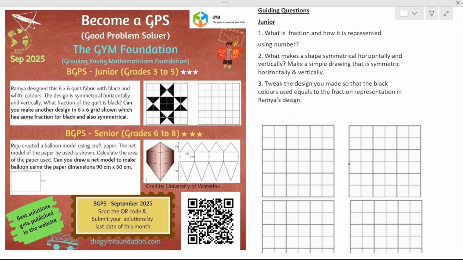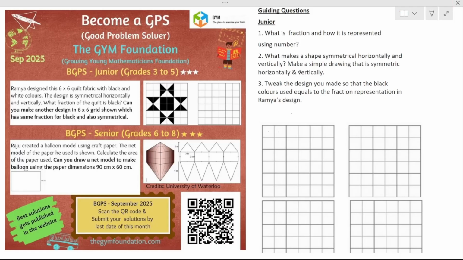This video is sharing the solution for the September 2025 math design problem for the junior grades from 3 to 5. Let's read the question quickly. Ramya designed the 6x6 quilt fabric with black and white colors. The design is symmetrical horizontally and vertically. What fraction of the quilt is black? Can you make another design in the 6x6 grid shown which has the same fraction for black and is also symmetrical?